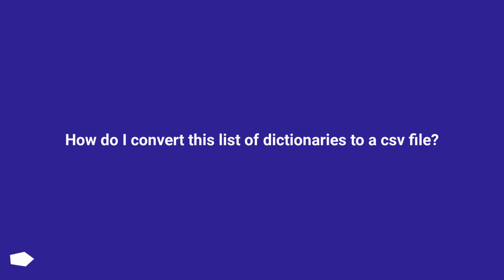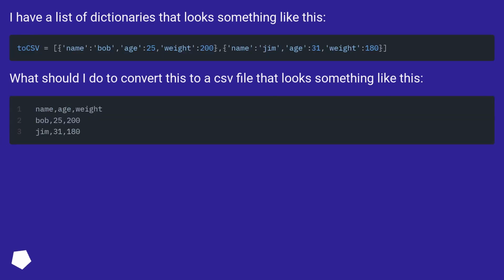How do I convert this list of dictionaries to a CSV file? I have a list of dictionaries that looks something like this. What should I do to convert this to a CSV file that looks something like this?